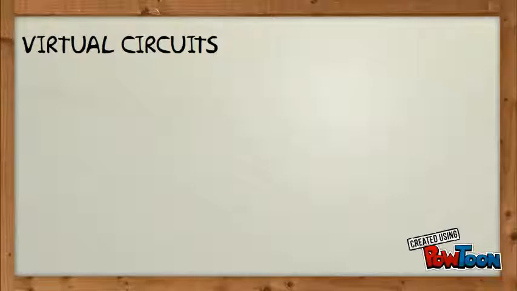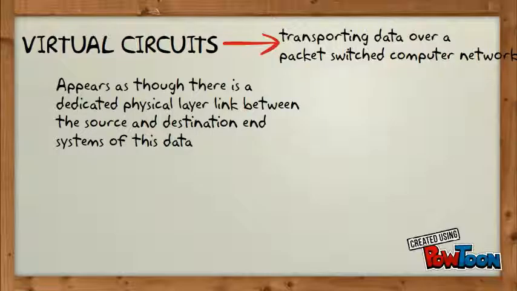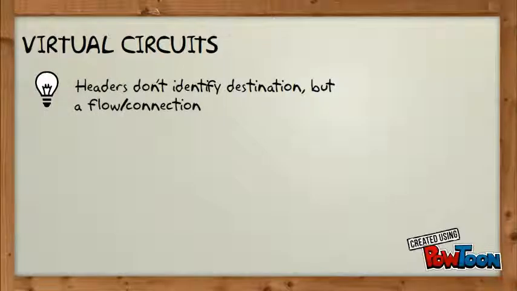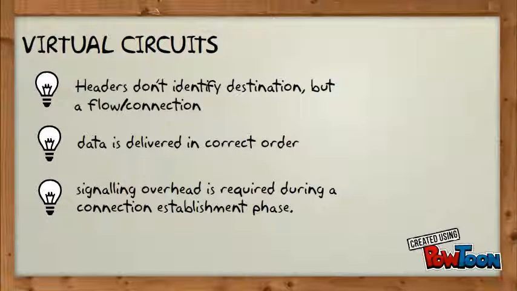Virtual circuits are just like circuit switched networks, except that they're not actually circuits. They are used to transport data over a packet switched computer network. It will appear as though there's a dedicated physical layer link between the source and the destination, but it's not a physical layer. In virtual circuits, headers don't identify the destination, but a flow or a connection. That is, they say to which node the packet is to be forwarded, and we can expect the data to be delivered in the correct order. Also, signaling overhead is required during the connection establishment phase.